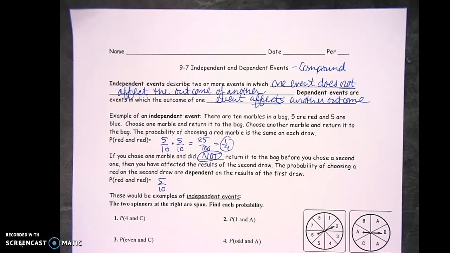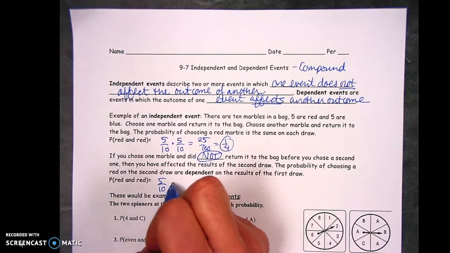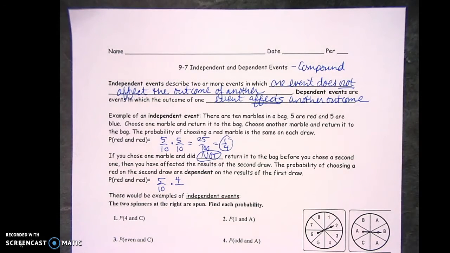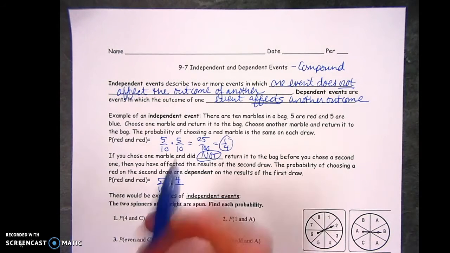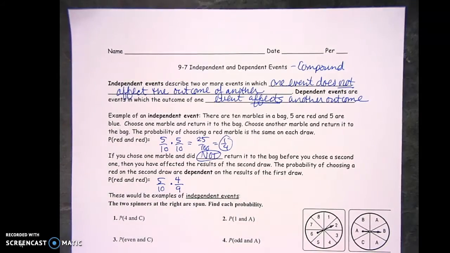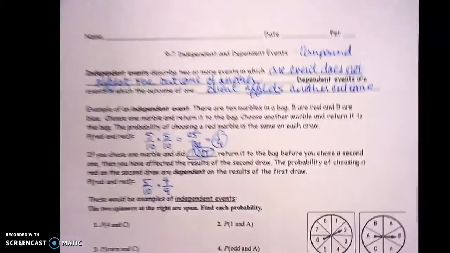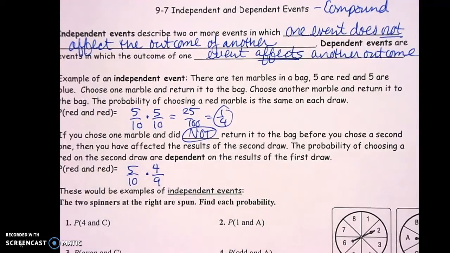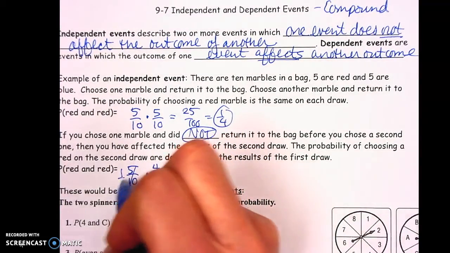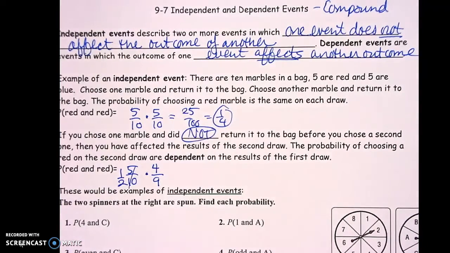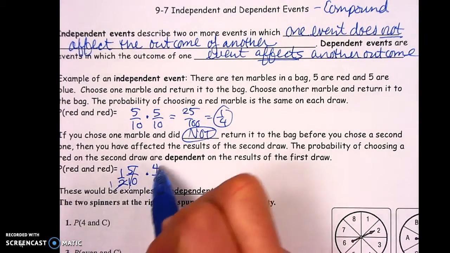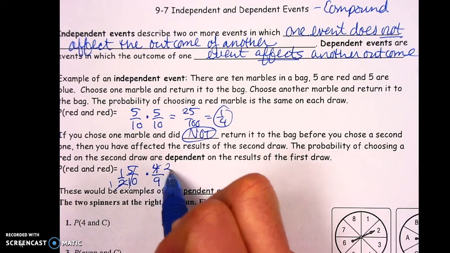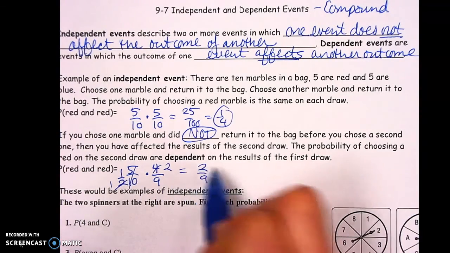However, now we assume that we've gotten the red one that we wanted. So now there's only 4 left in the bag. But also I took one out, so now there's only a total of 9. So the first fraction remains the same, but the second one has changed, both the numerator and the denominator. Now, we always simplify. So you could simplify from here. 5/10 is 1/2. We could simplify some more. 2 goes into 2 once, goes into 4 twice, and our final answer would be 2/9.